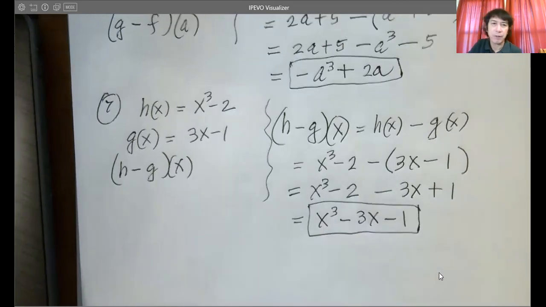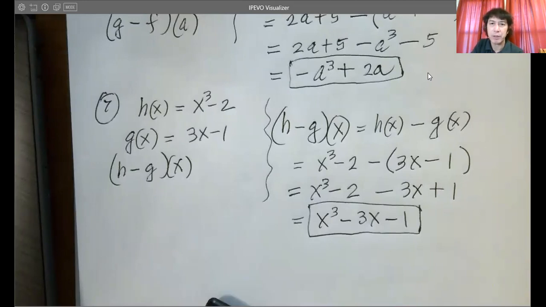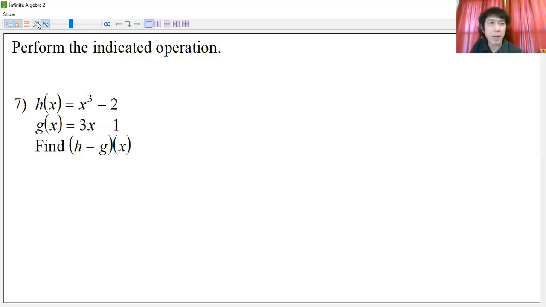So we shall check and verify in the other screen. x cubed minus 3x minus 1. There. The red answer is there. We shall do number 8.